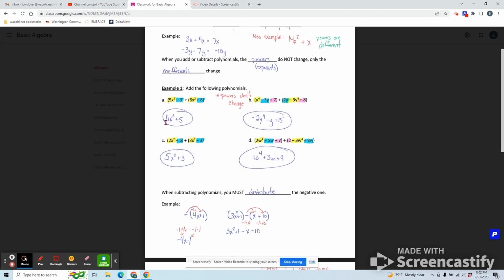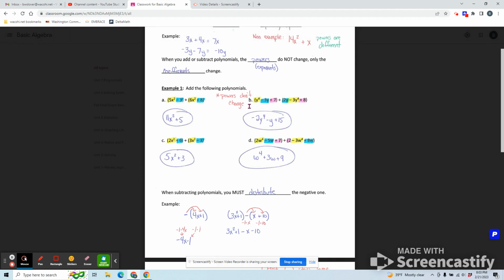And then in blue, I highlighted the other like terms, which are my constants. Remember, a constant is just a number. So negative 3 plus 8 gives me 5. If you're not good with negatives, you should be using your calculator.